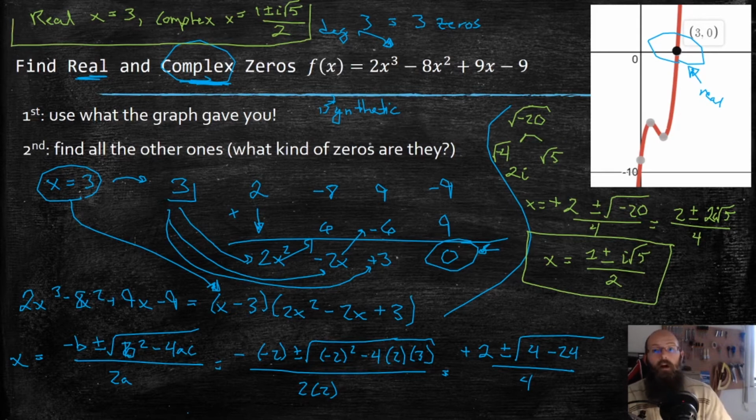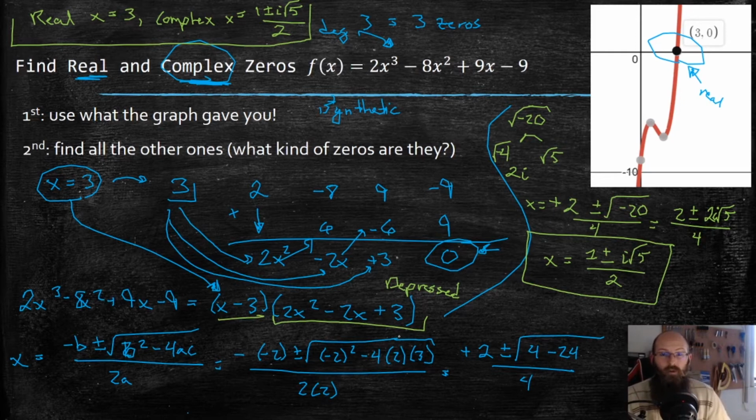So again, I used my graph in order to do synthetic division, which gave me this polynomial right here. We actually call that the depressed polynomial. Depressed because it's lowered, it's brought down because of that factor out in front.